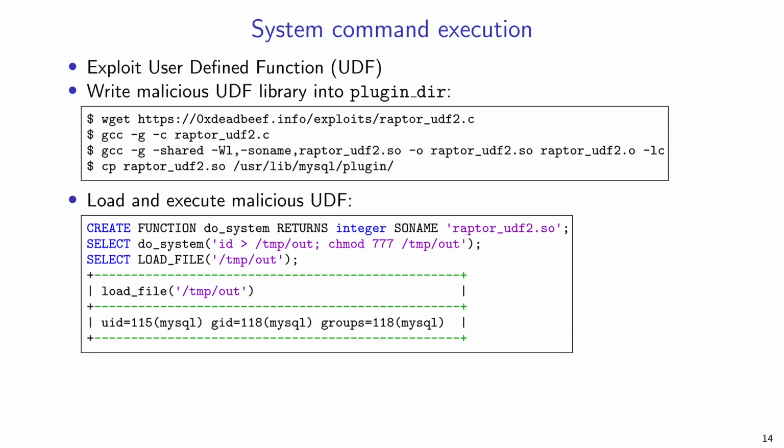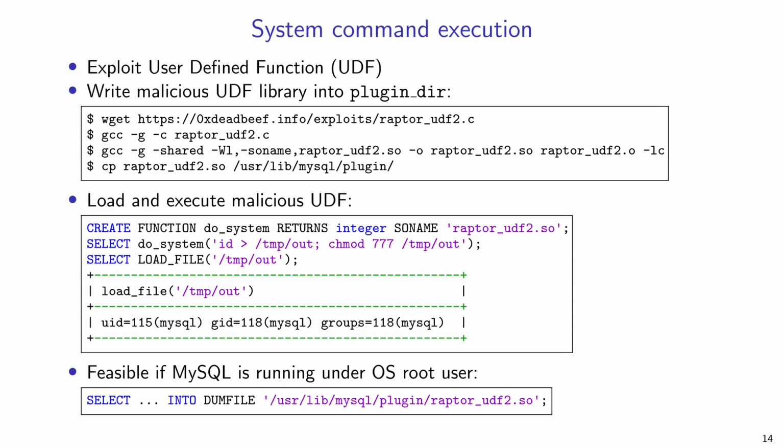Now, the biggest obstacle to this attack is that this plugin directory is normally writable only by the system root user. This makes it difficult for an attacker to place there the malicious library. This, however, becomes feasible if the MySQL process is running under the operating system root user, which is an extremely dangerous configuration. In such a case, the attacker could use the select into dumpfile clause to write the malicious function into the plugin directory. And this would allow the attacker to execute arbitrary system commands as the root user, effectively completely compromising the entire system.